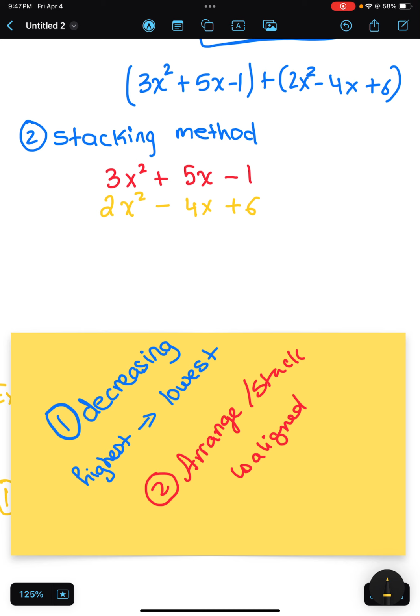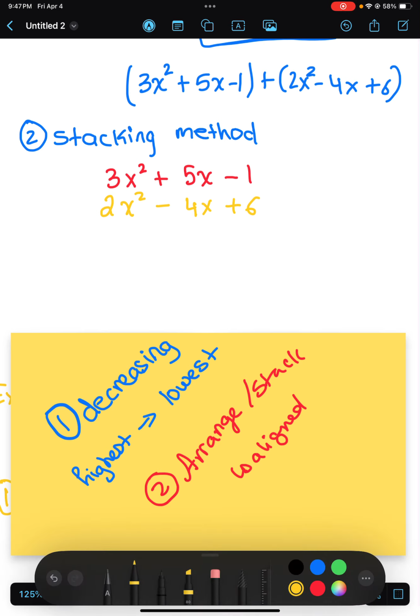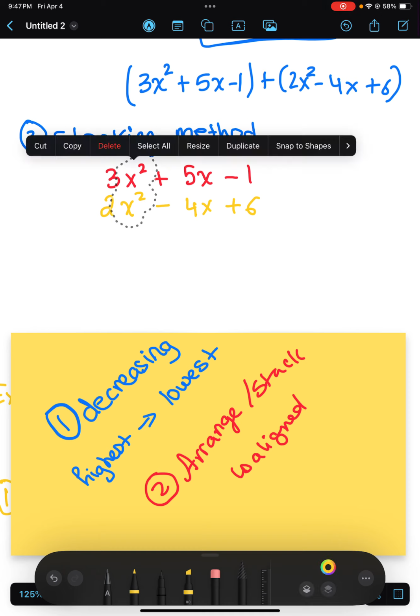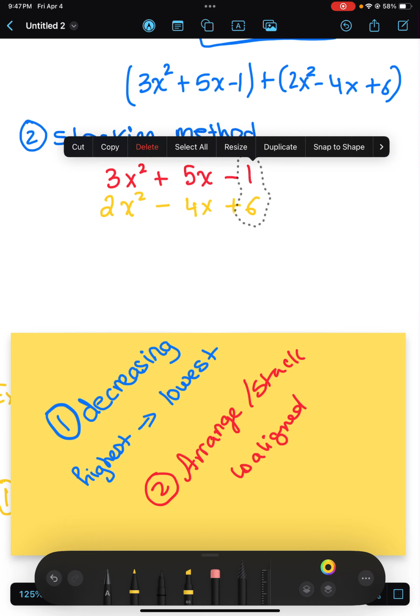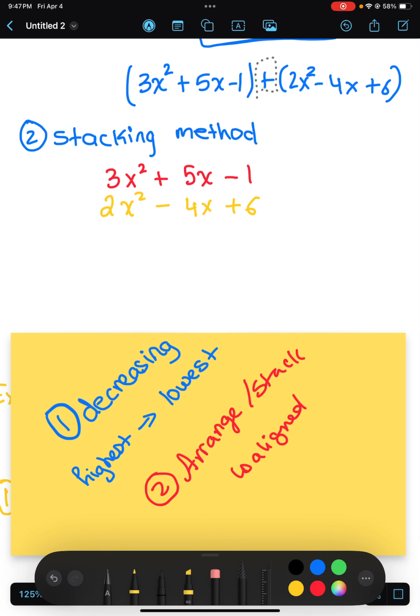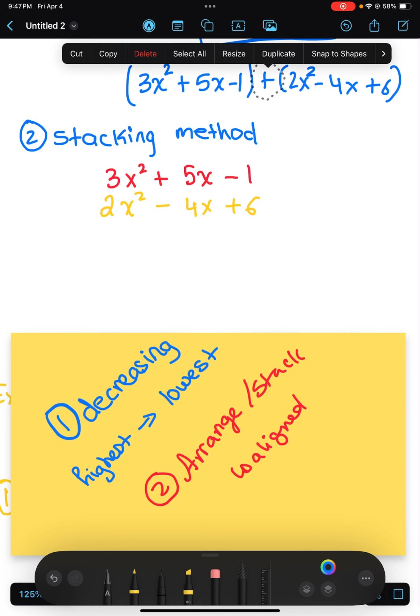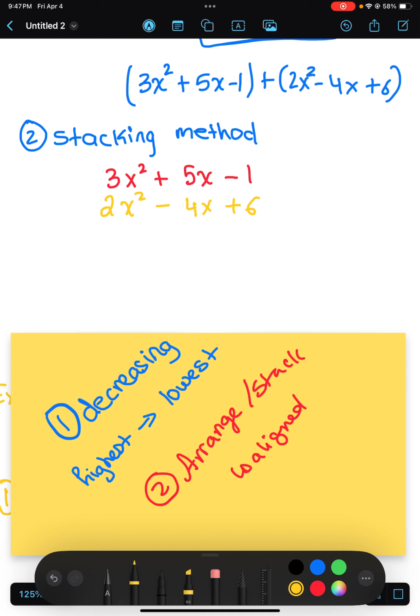Now the point of putting them like this is to ensure that my variables and my exponents match. Okay, so my like terms are aligned. So you will see that x squareds match, x's match, and x to the power of 0, or constants, match. You want it like this. And then you figure out whether you're adding or subtracting. We are adding. So I am going to put a plus sign over here, which will help me remember.